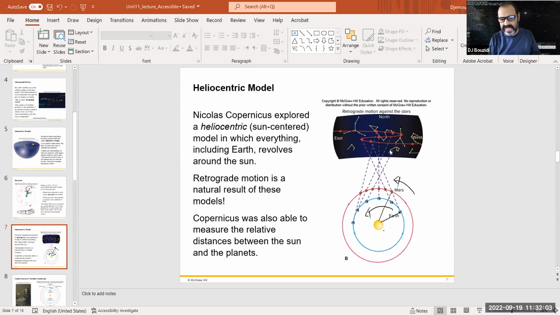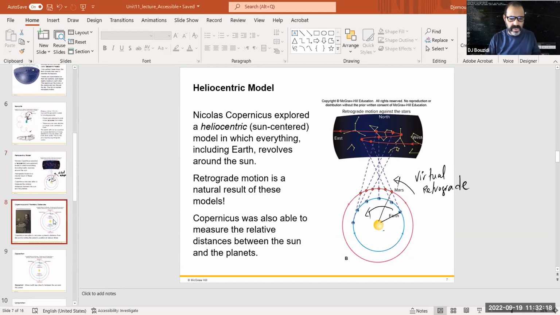This is not a real retrograde, though. This is a virtual retrograde, as opposed to a real retrograde in the first case. So that is a big distinction here that needs to be made.